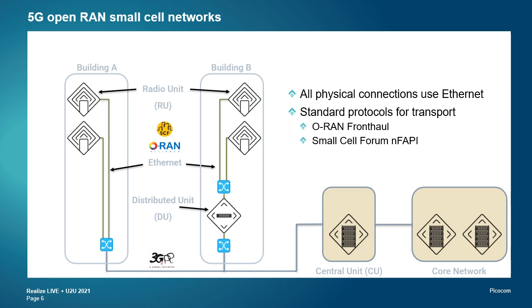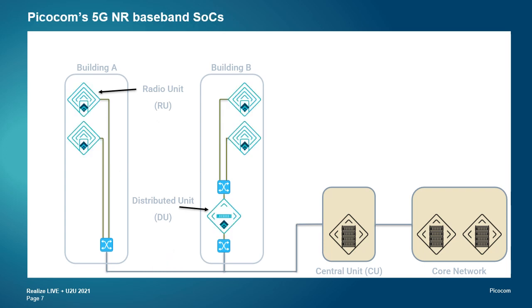So we see here a graphic showing two potential types of deployment in buildings. In building A, most of the electronics is contained in a single radio unit, and in building B, there's a distributed unit with most of the electronics going up to simpler radio units. One of the key things about this sort of 5G deployment is it allows an open RAN deployment where there are standardized connections between the units defined by the O-RAN Alliance and the Small Cell Forum. And all these connections use Ethernet rather than proprietary implementations for their connectivity.